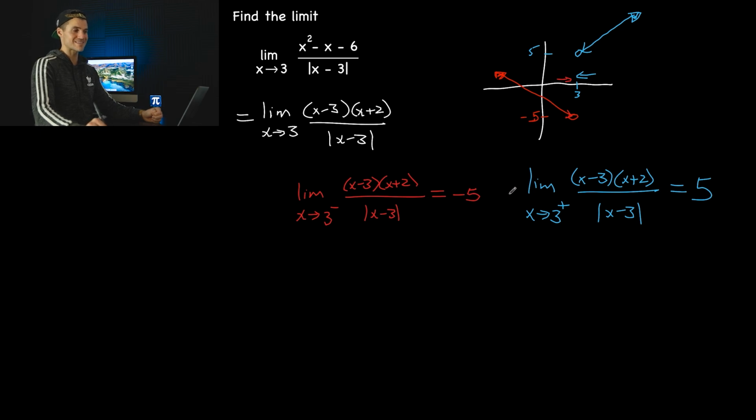And so because the one-sided limits from each side are approaching different y values, approaching it from the left side and approaching it from the right side, we know that this overall limit does not exist. And that is the end of the video.